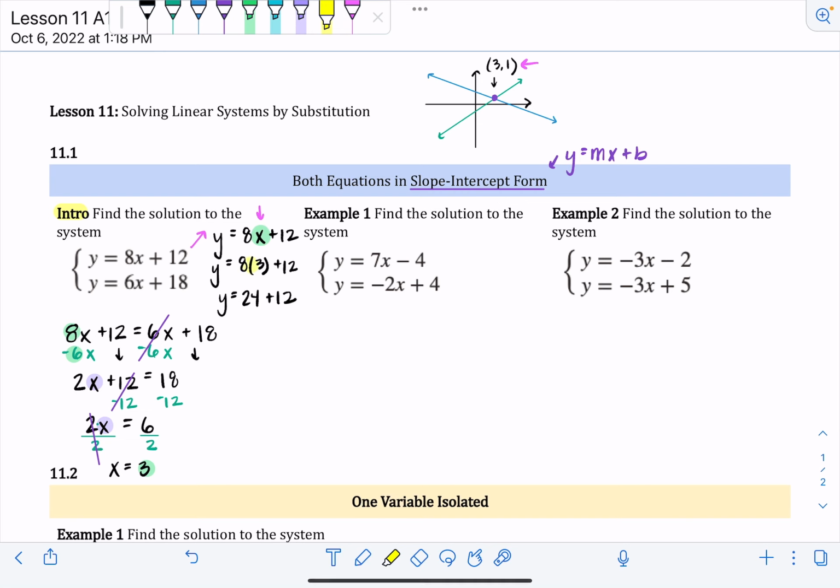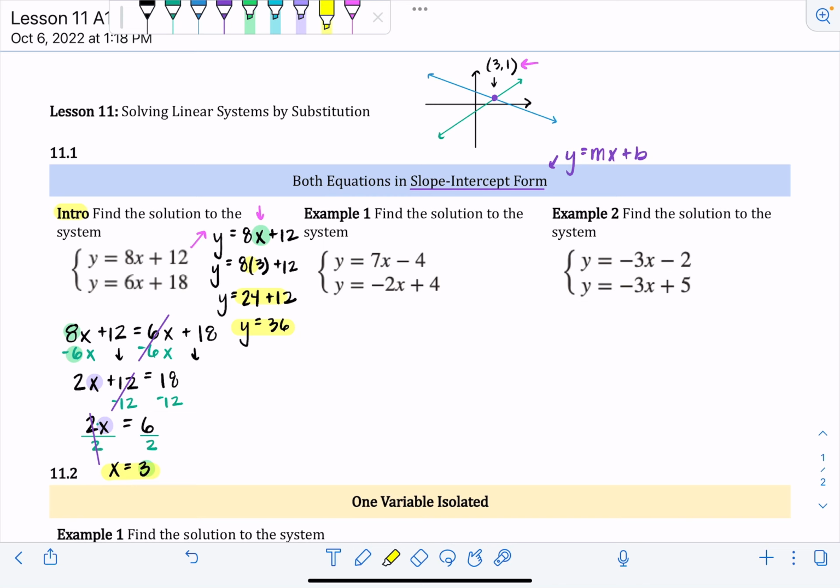And then y equals 8 times 3 is 24 plus 12. I would have to multiply this before adding the 12 in. So 8 times 3, 24 plus 12. And then now I could finally add the 24 and the 12. So I would end up with y equals 36. So we have our answer for x, that was 3. We have our answer for y, that was 36.